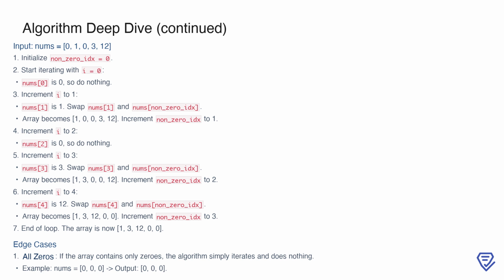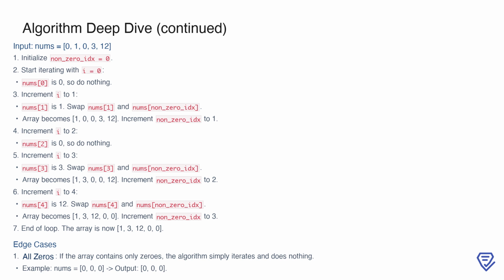At i equals 2, the element is 0, so we do nothing and continue. At i equals 3, the element is 3. We swap it with the element at non_0_idx, giving us 1, 3, 0, 0, 12, and increment non_0_idx to 2. Finally, at i equals 4, the element is 12. Swapping it with the element at non_0_idx results in 1, 3, 12, 0, 0.